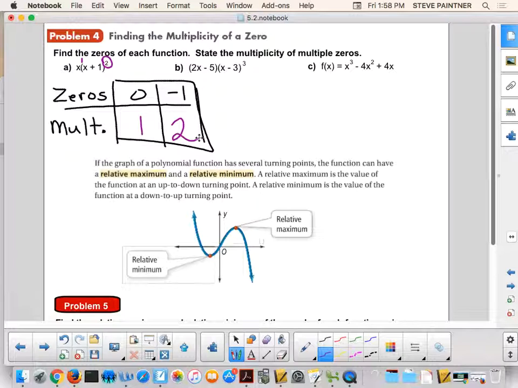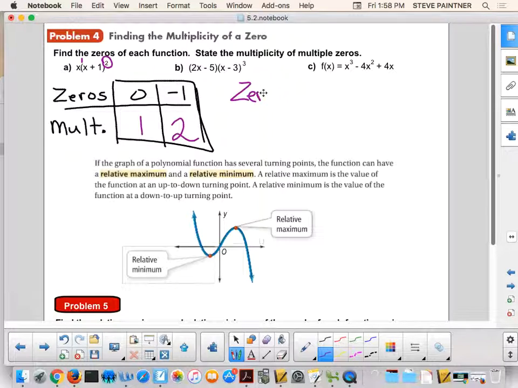I will talk about this on Monday, but if we graph this one, we would hit the x-axis at 0. Would we go through it or would we bounce? Look at the multiplicity. We go through it. Odd multiplicity, go through. Then we would hit this x-intercept, and what would we do? We would bounce. We'll talk about this on Monday. Next, let's do this one.